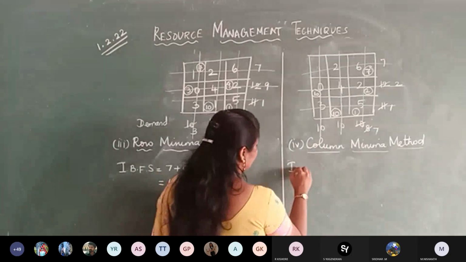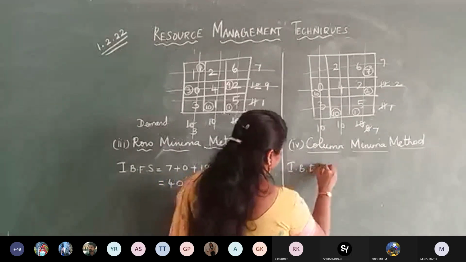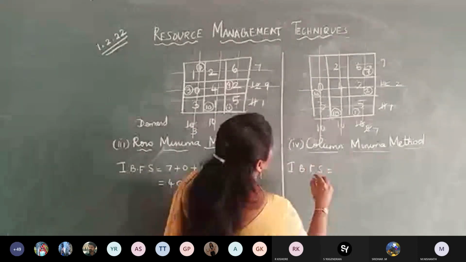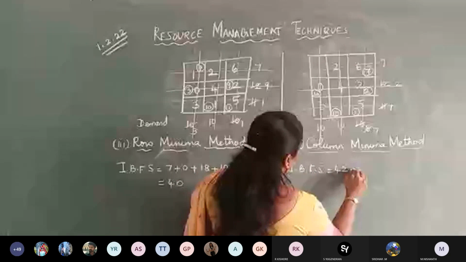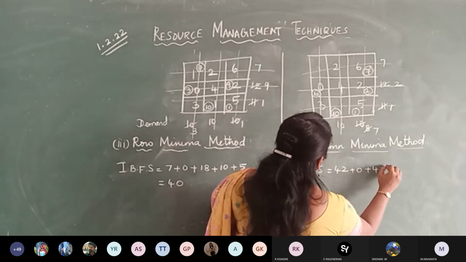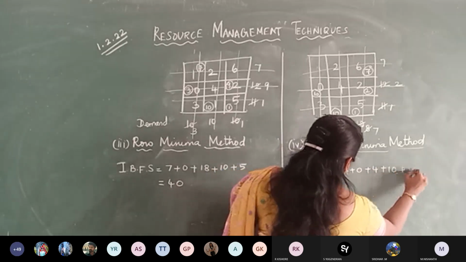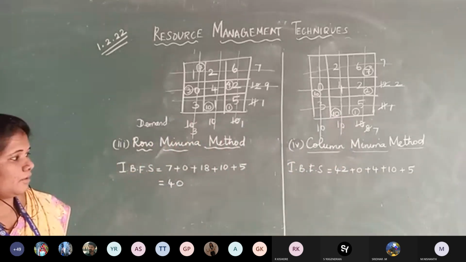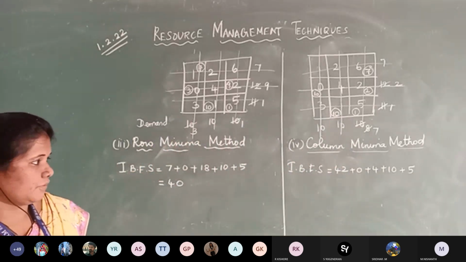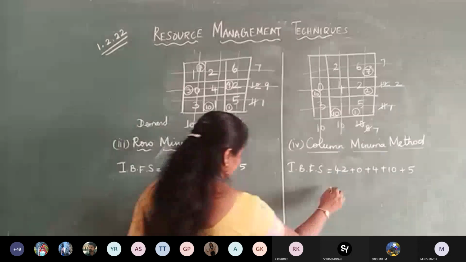Then you find out your initial basic feasible solution. Your initial basic feasible solution: 6 7s are 42, plus 0, plus 4, plus 10, plus 5. Find out. 46, 56, 61.